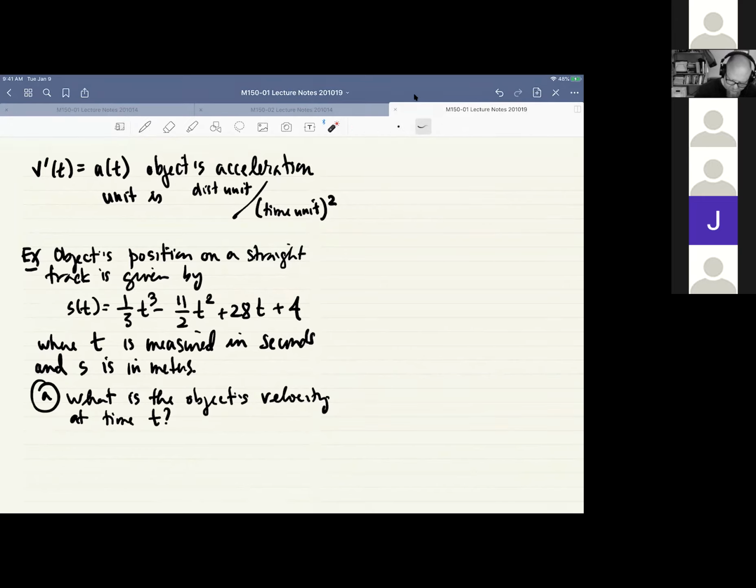So we're given a position function and we're being asked what's the velocity function. So velocity is the derivative of position. So I want to take this position function and differentiate it. V of t is s prime of t. So we're going to take the derivative of s.